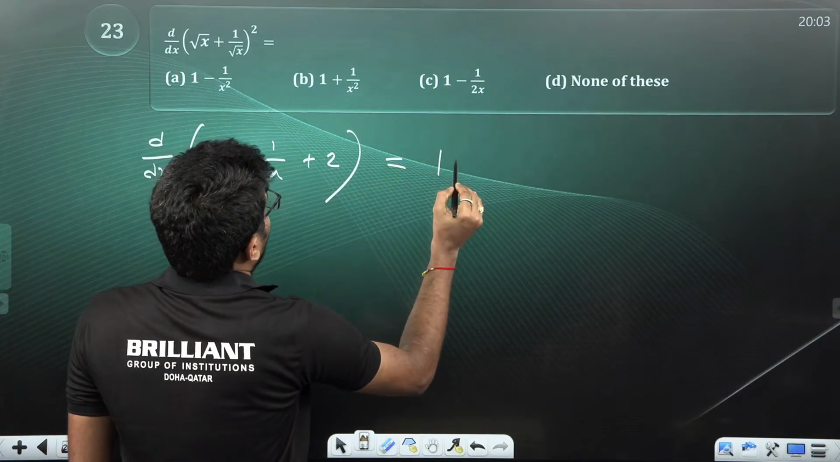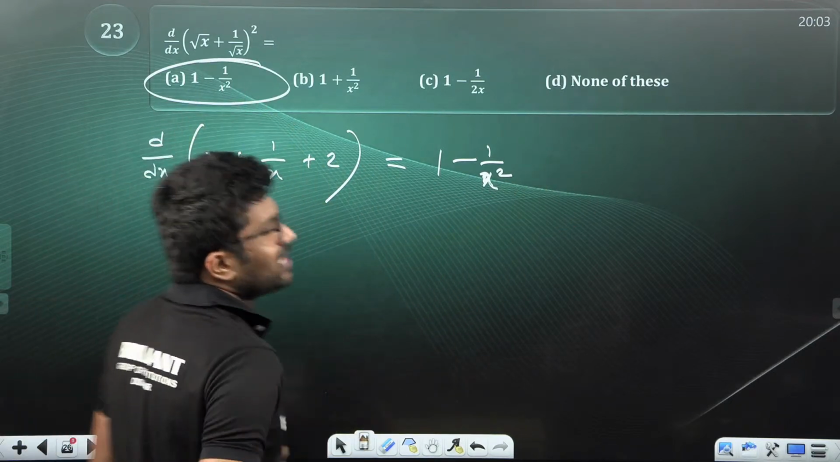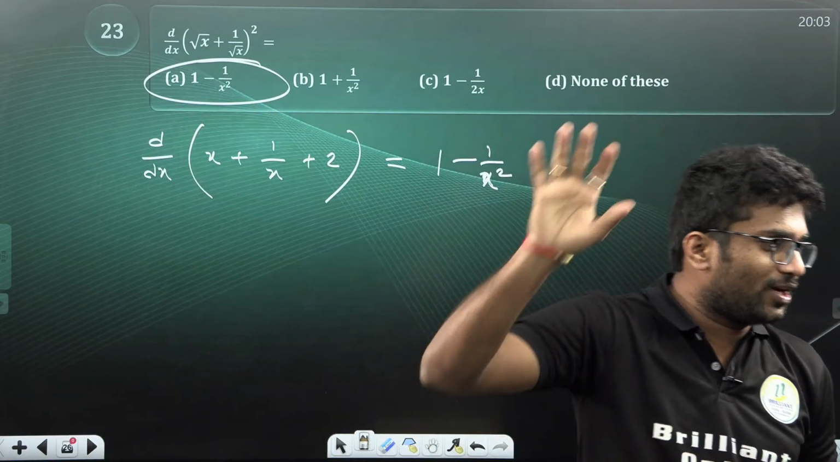For x it is 1, for 1 by x it is minus 1 by x square, and for the constant it is 0. That's it, friends. That's it. Super. Option A. Very good, Rohit. Voila.